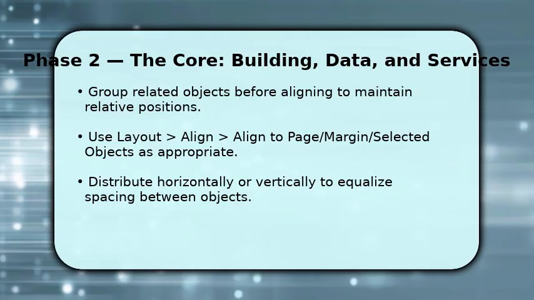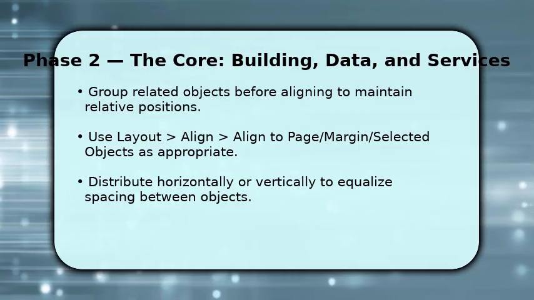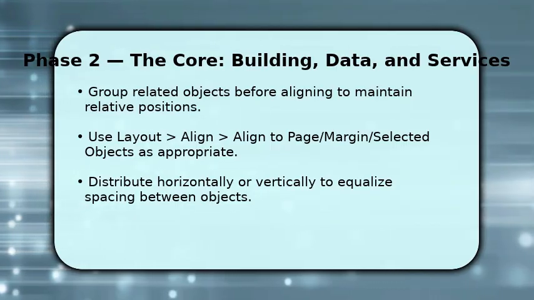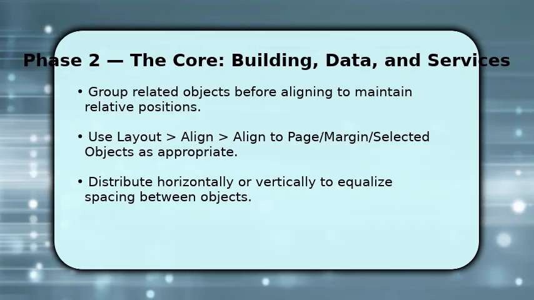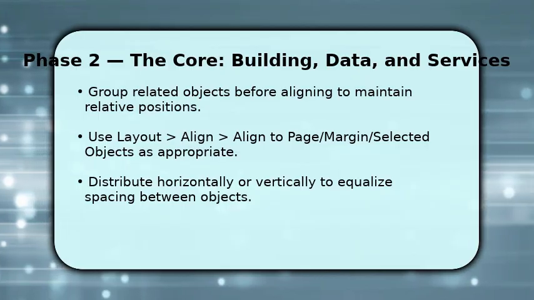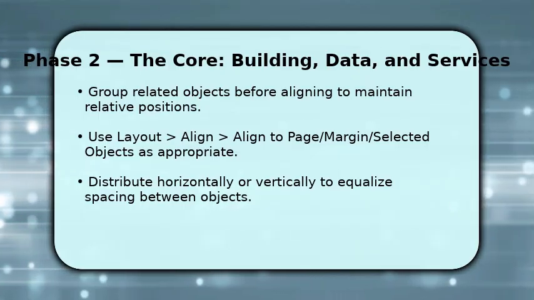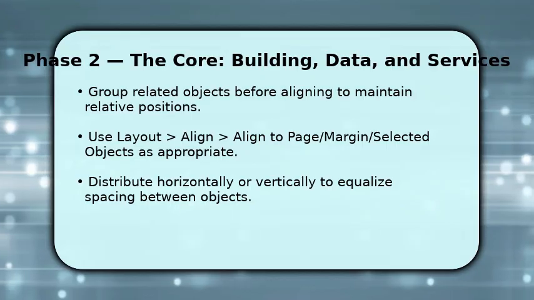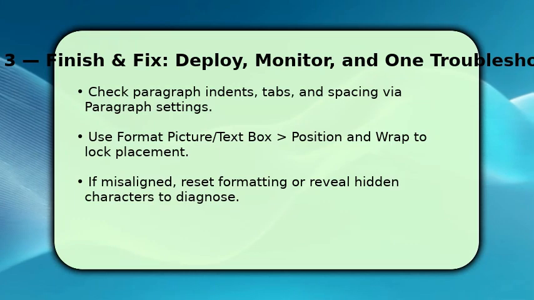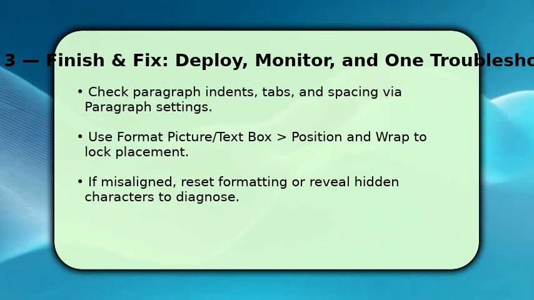Open Layout, choose Align, then pick Align to margin, page, or selected objects. These change the reference point. Use Distribute horizontally or vertically to create equal gaps between multiple items. Make sure to check object anchors for images anchored to text, because anchor behavior affects how items shift when content reflows. Finish by locking positions and confirming paragraph settings so layout stays consistent.